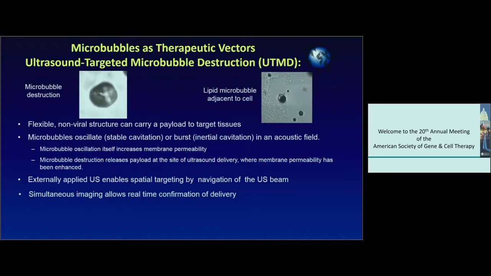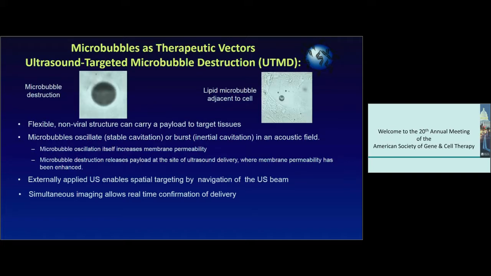We use ultrasound-targeted microbubble destruction, or UTMD, whereby these microbubbles act as flexible non-viral structures that can be designed to carry a payload to target tissue. As I mentioned, the microbubbles oscillate or burst in an acoustic field, and this oscillation itself increases membrane permeability, such as endothelial permeability, and the microbubble destruction releases the payload at the site of ultrasound delivery, where the membrane permeability is enhanced.